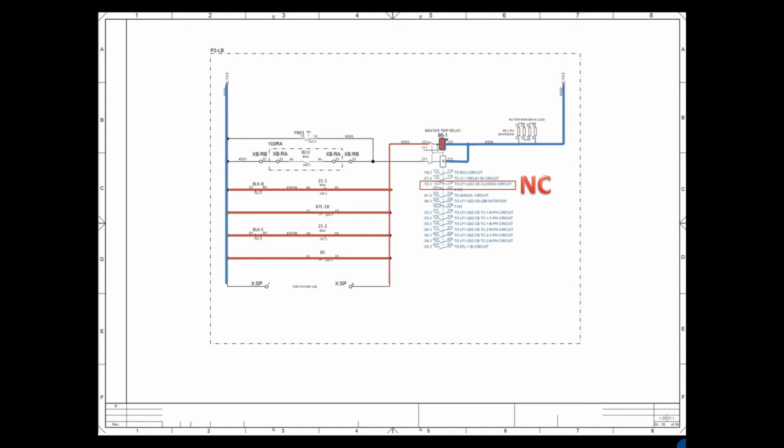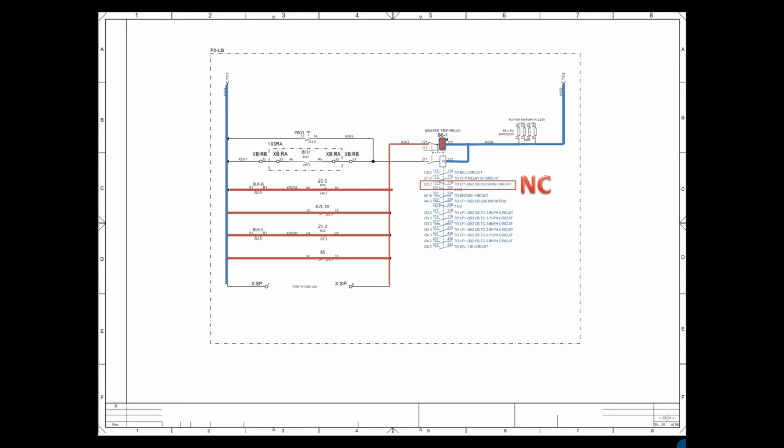Once it gets open, we cannot close it. So for that, we are checking this master trip. We are checking whether any protection has operated or not before closing our breaker. If accidentally any protection operates, the coil has picked up, so we need to reset this master trip.